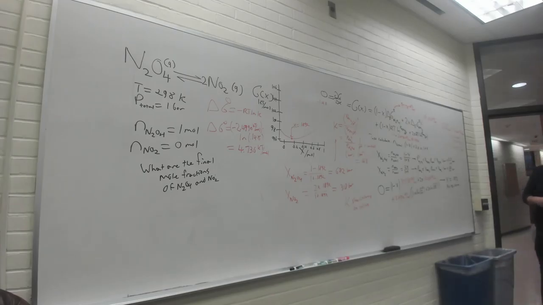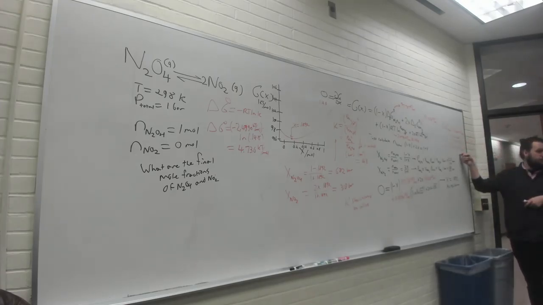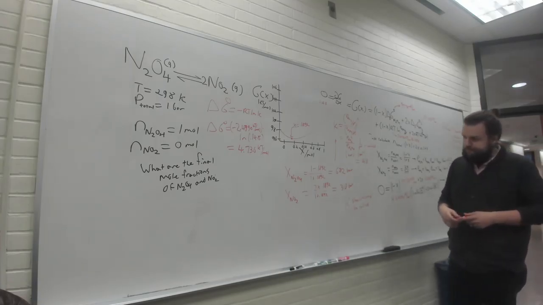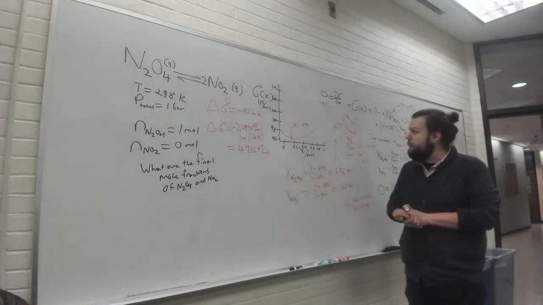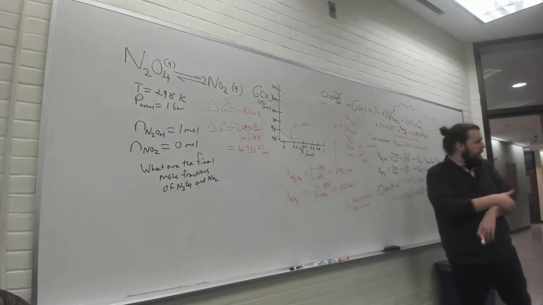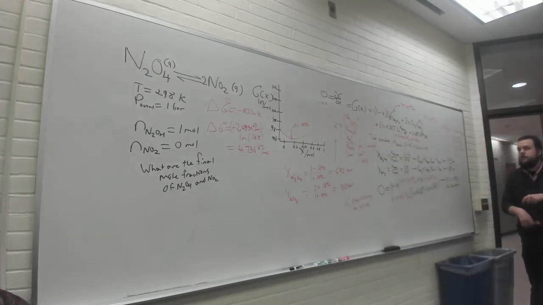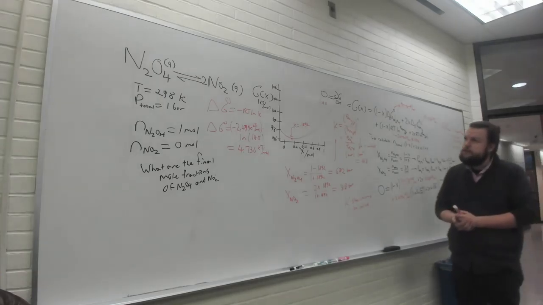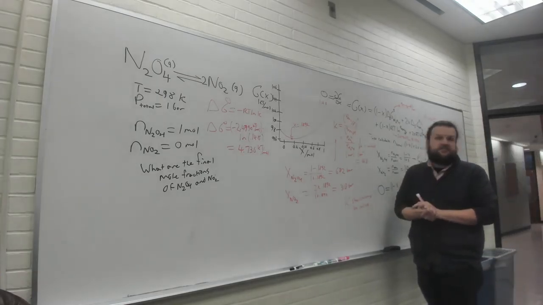We can calculate equilibrium coefficients, equilibrium behavior by just doing delta G differences. That's a very logical way to do it, and you can get K from this. But maybe we don't have that luxury. Maybe you don't know these delta G's, you have some unknown products, some unknown gases. You can figure out what delta G is very quickly.